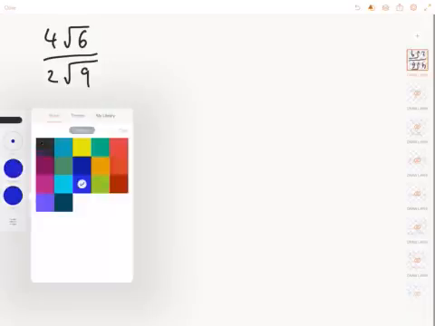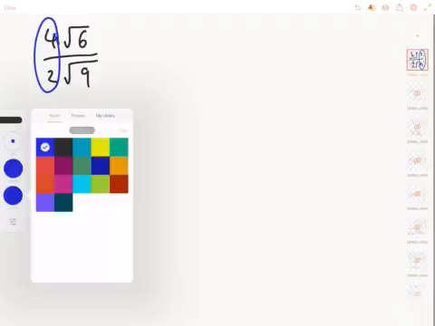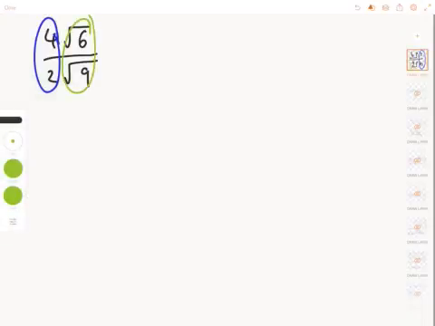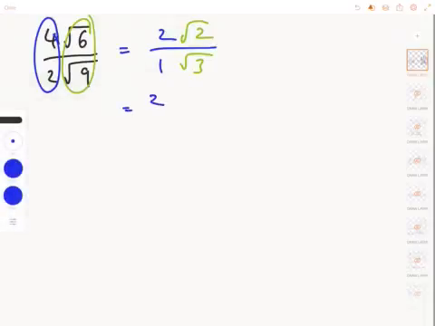So basically the quickest and easiest way is to do that, and then come along and do that as well. So simplifying this, doing the blue first, it's the same as 2 on 1, and then looking at the green, 6 on 9 is 2 on 3, so root 2 on root 3, and that's my question done, i.e. this is going to be 2 root 2 on root 3.